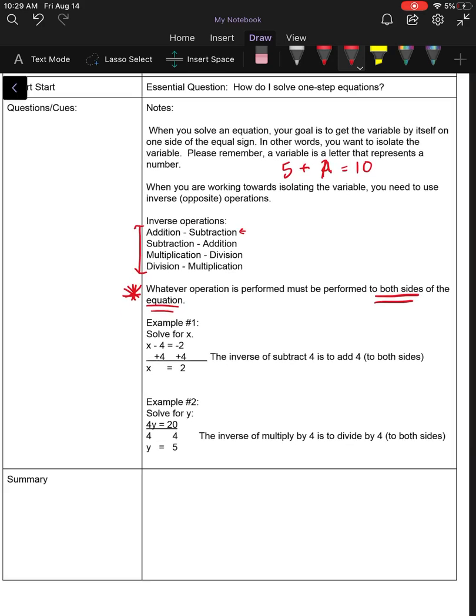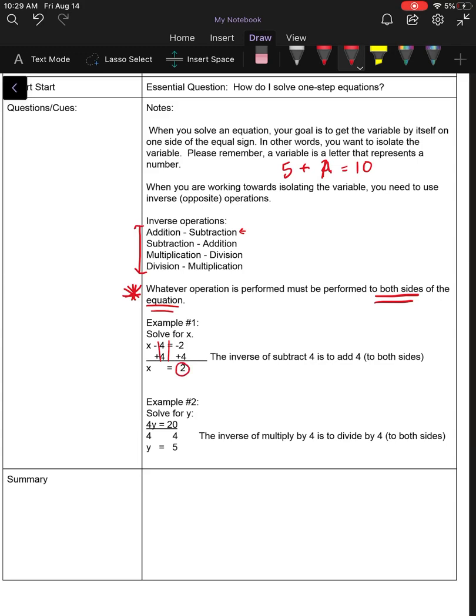Solve for x. So our original equation is x minus 4 equals negative 2. Well, the inverse of subtraction is addition. So we added 4. We did it to one side of the equal sign, so we had to do it to the other. So negative 4 plus 4 equals 0. And that cancels out. So we get our x by ourselves, and we get x equals 2.